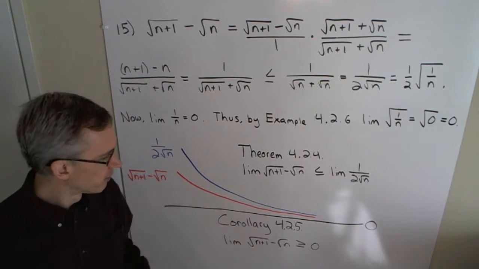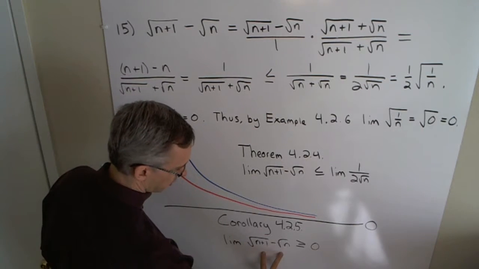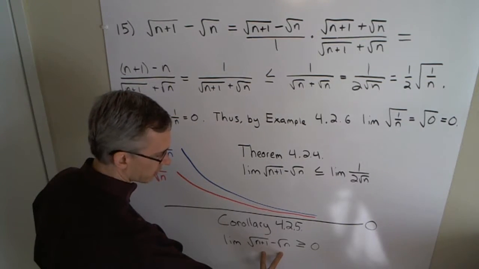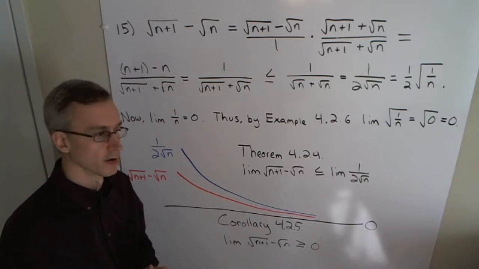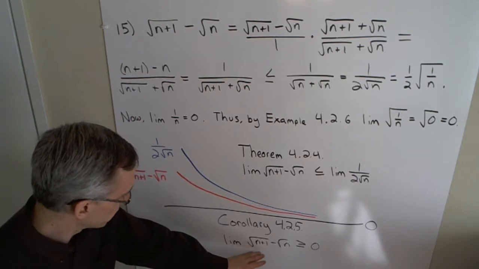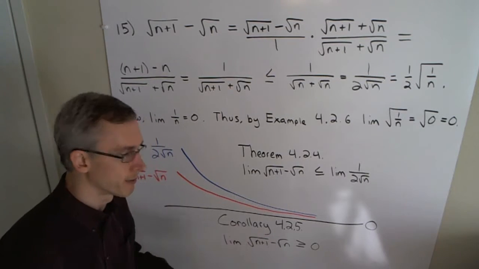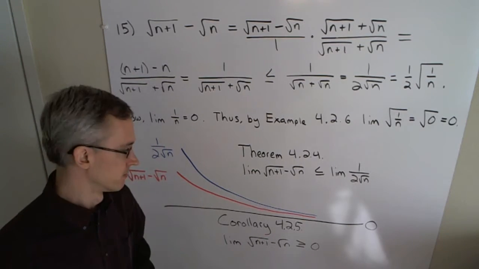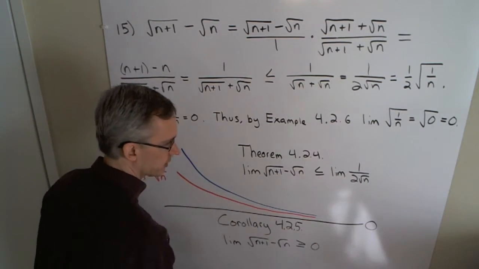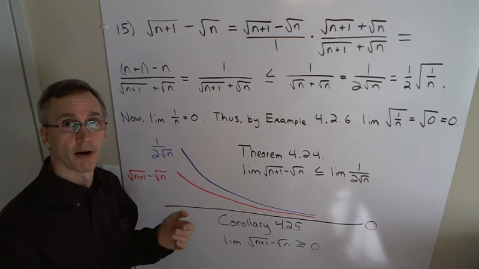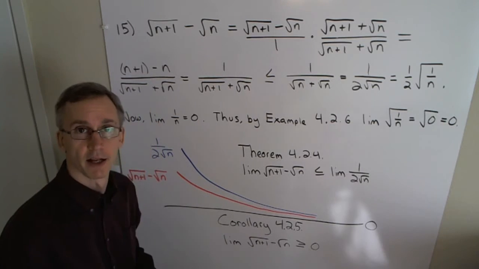Now, corollary 425 states that if our function in question is greater than 0 for all n, then the limit is greater than or equal to 0. Now we know that the square root of n plus 1 is greater than the square root of n, so this has to be positive for all the terms. Therefore, we have created an upper bound and a lower bound for the limit. Both the upper bound and the lower bound are 0, therefore the limit of the square root of n plus 1 minus the square root of n equals 0.